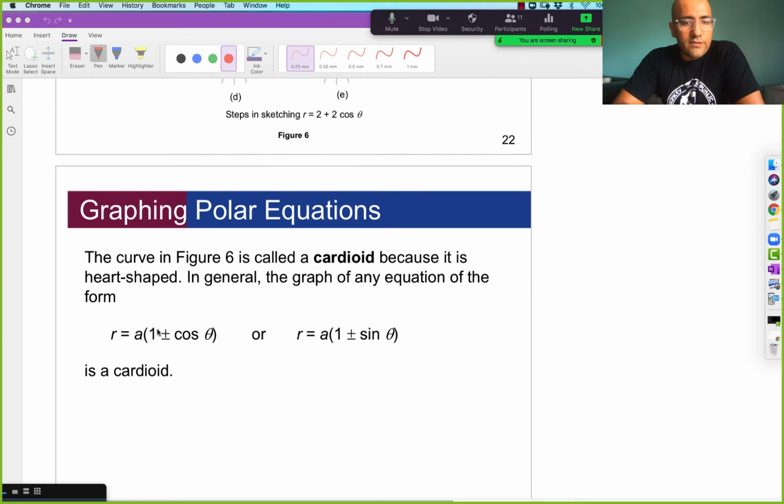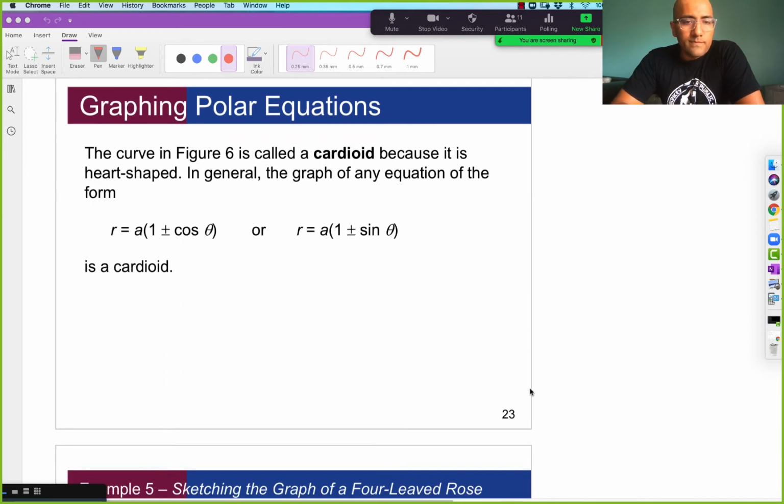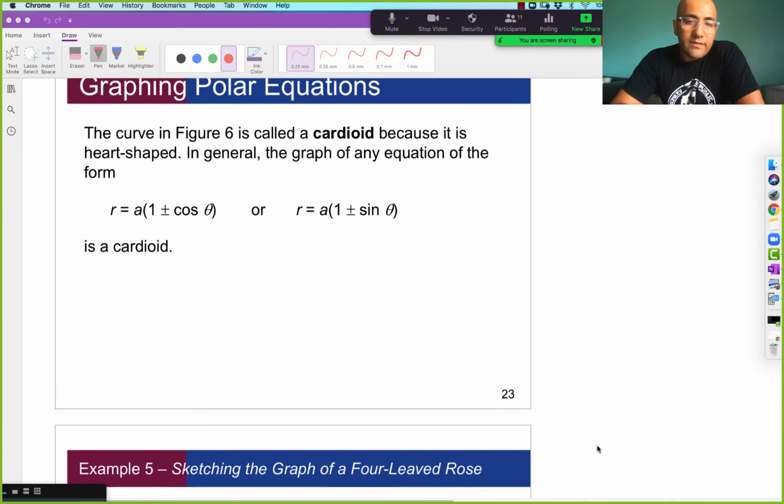Right, so cardioids, they fit these patterns. And of course, things can get more complicated, right? What if we squared them? What if we multiplied sine times cosine? So all those things are just going to have different patterns. Some of them are recognizable patterns, but some of them are just kind of weird little equations that can get very complicated. So in cases like that, just create a table and use technology to graph them.